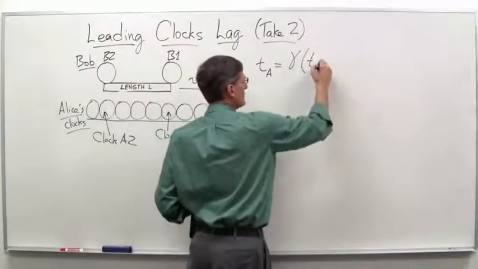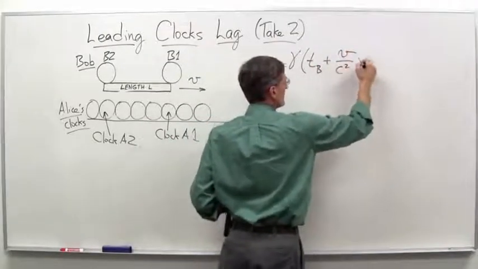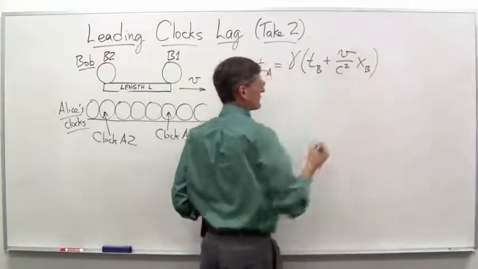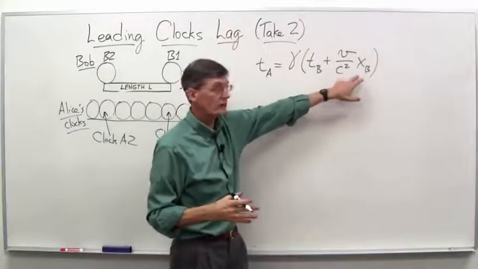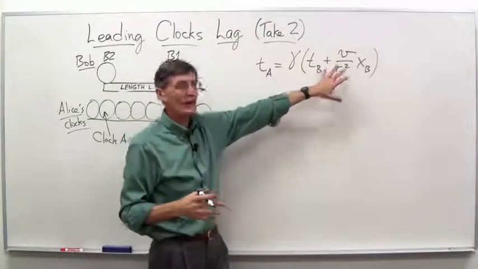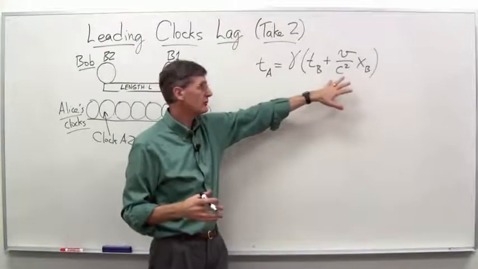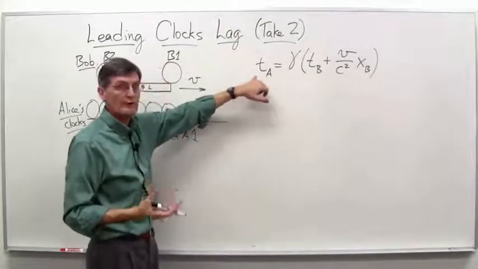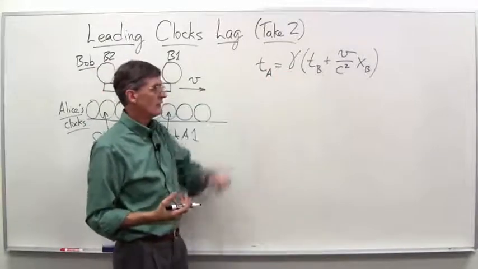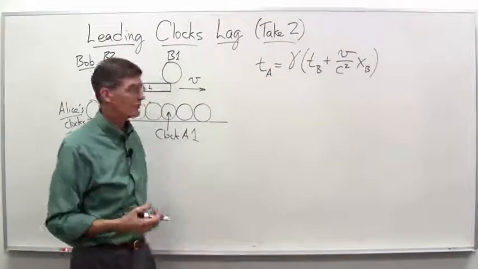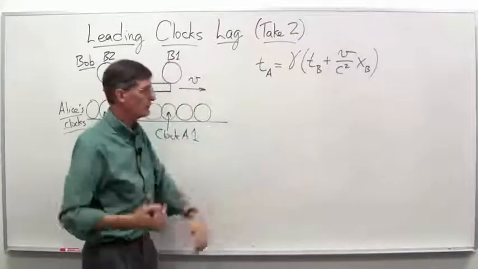Gamma times T sub B plus V over C squared x sub B. In other words, given the space-time coordinates, the x coordinate and the time coordinate of something happening in Bob's frame, according to Bob's measurements, his time and distance measurements, then I can find out the time coordinate in Alice's frame given this equation here, where gamma is our usual factor, 1 over the square root of 1 minus v squared over c squared, and v is the relative velocity between the two frames.